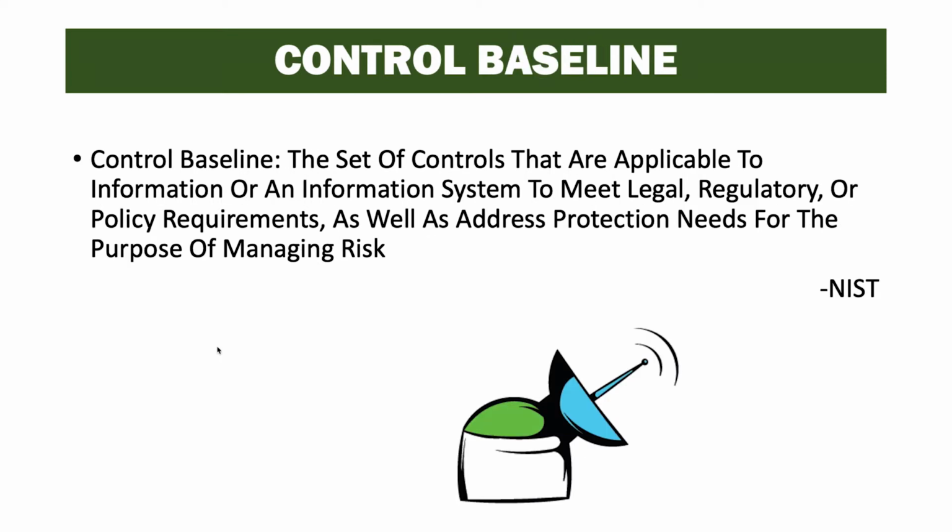So another thing we need to think about is, what is a control baseline? And this is by NIST also. It's a set of controls that are applicable to an information or information system to meet legal, regulatory, or policy requirements, as well as address the protection needs for the purpose of managing risk. So we're going to say, this is a group of controls that we put on a system that are going to provide the protections necessary for security and privacy, as well as regulatory requirements. So these are those controls that a system must implement in order to be secure.